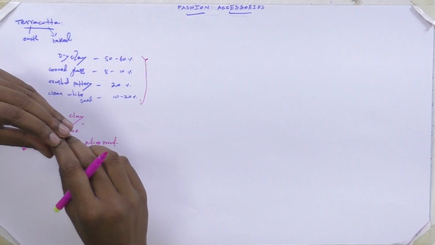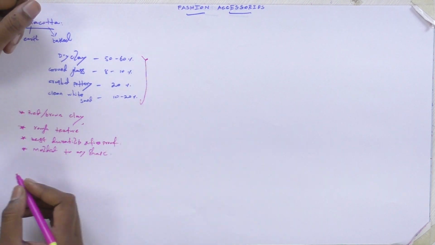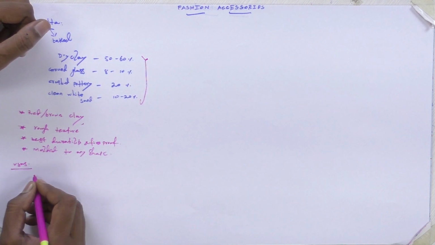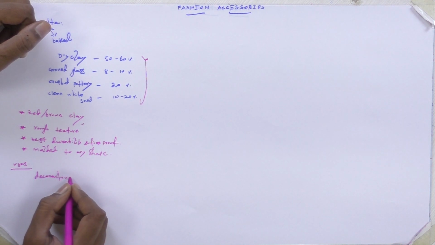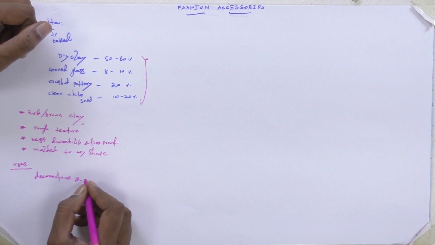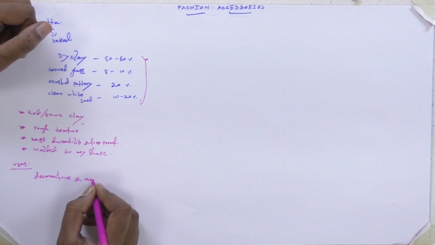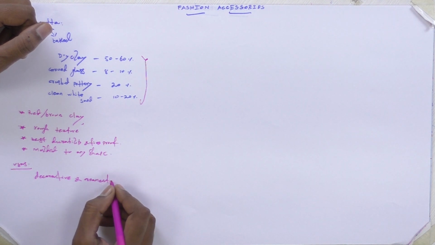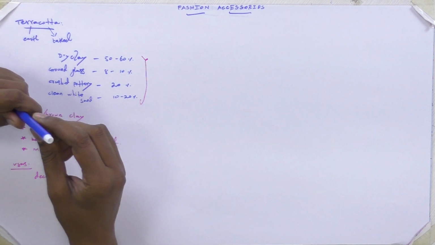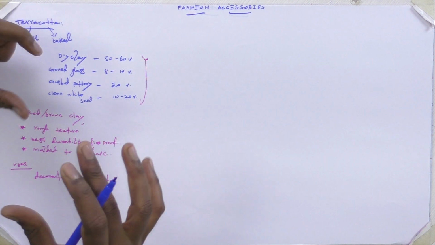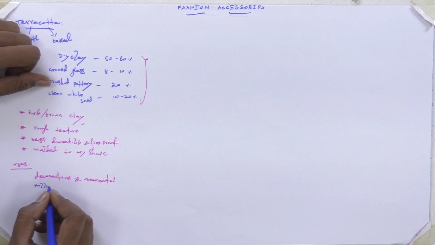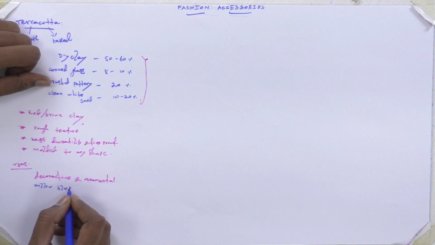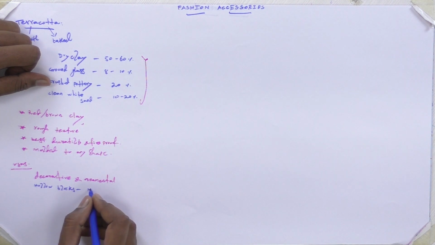So what are the uses? It can be used for making a lot of ornamental works and decorative material. It is used for making decorative and ornamental work, for making fashion ornamental work. And baked hollow blocks of terracotta are used for machineries.